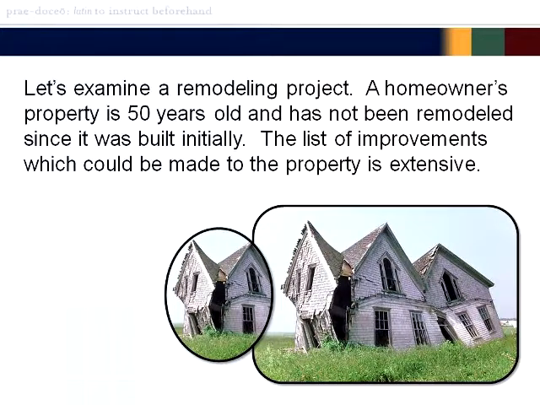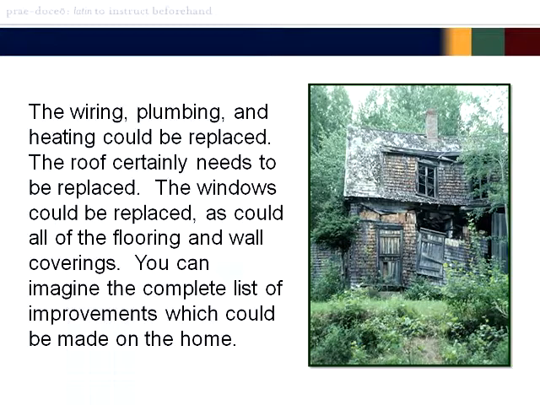Let's examine a remodeling project. A homeowner's property is 50 years old and has not been remodeled since it was built initially. The list of improvements which could be made to the property is extensive. The wiring, plumbing, and heating could be replaced. The roof certainly needs to be replaced. The windows could be replaced, as could all the flooring and wall coverings. You can imagine a complete list of improvements which could be made on the home.